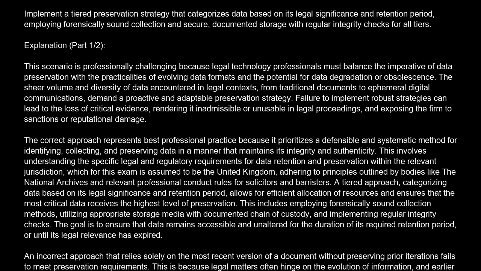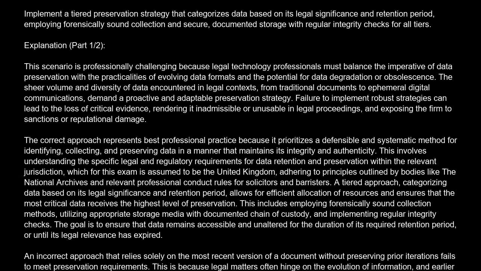Explanation. This scenario is professionally challenging because legal technology professionals must balance the imperative of data preservation with the practicalities of evolving data formats and the potential for data degradation or obsolescence. The sheer volume and diversity of data encountered in legal contexts, from traditional documents to ephemeral digital communications, demand a proactive and adaptable preservation strategy. Failure to implement robust strategies can lead to the loss of critical evidence, rendering it inadmissible or unusable in legal proceedings, and exposing the firm to sanctions or reputational damage.